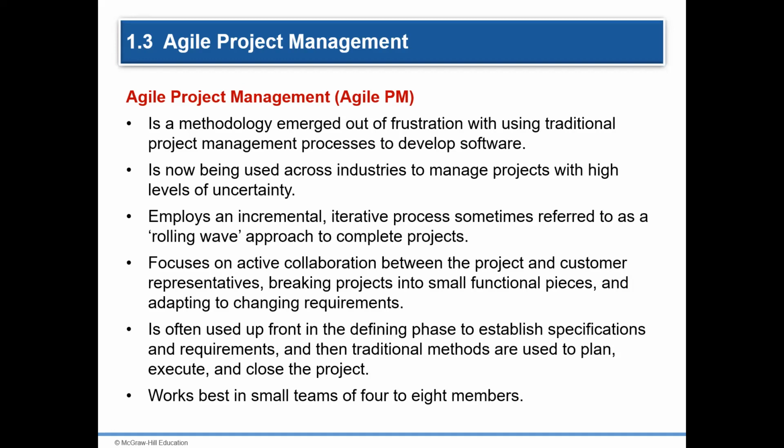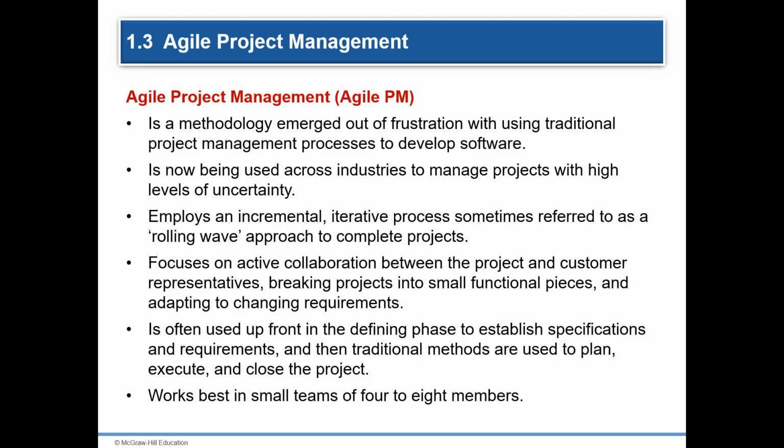So for example, when we're creating an Agile project for Microsoft Windows, if changes happen outside, customer taste, economic problems, technological advancements, or whatever the customer would want, we will adapt to it. Okay. So a lot of times it's often used upfront in defining the phases to establish specifications on what you want the end result to be. And then traditional methodologies are used to plan, execute, and close a project.